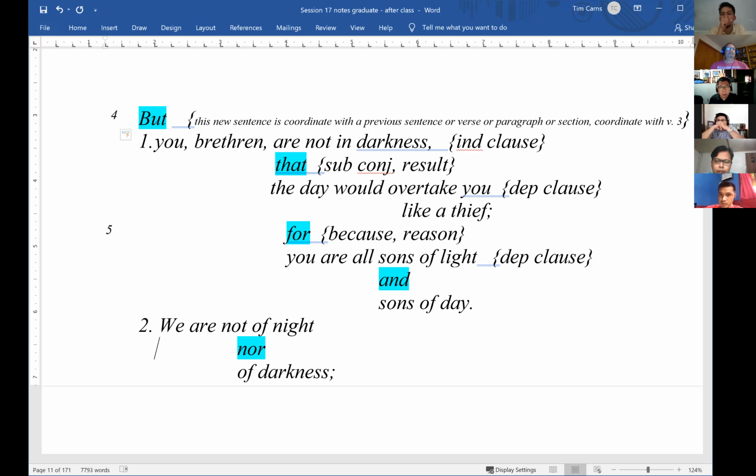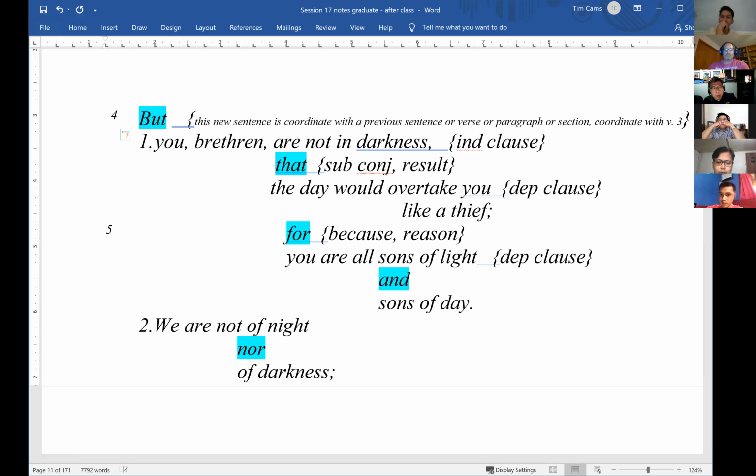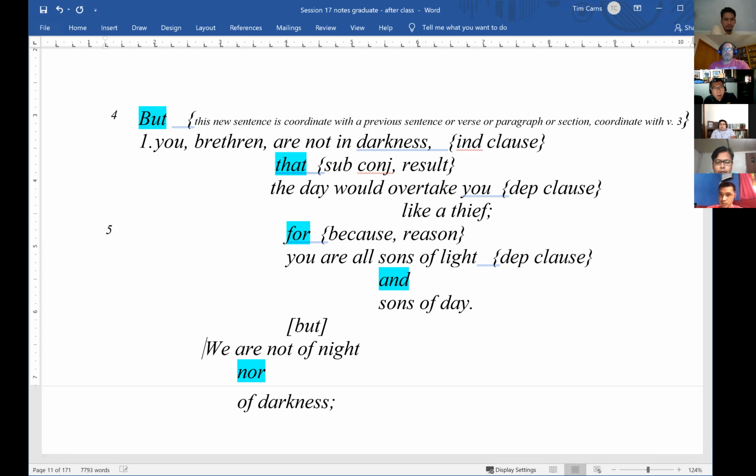What's that? It looks like a contrastive parallel of "you are all sons of light and sons of day," Pastor Tim. Yeah, you are all sons of light and sons of day. What did I do here? The verse 2 seems like a parallel of "you are sons of light and sons of day," but in a contrastive way. So it could be like this, you mean? Yeah. Okay, and that's a possibility.